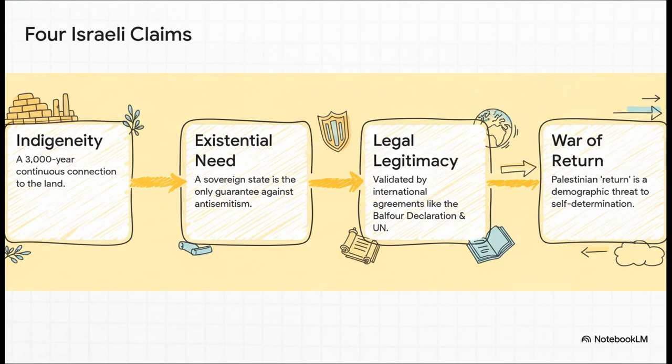And resting on that moral bedrock are 4 core claims that lock together like puzzle pieces. It's a logical sequence. Step 1 is a claim to indigeneity, arguing a 3,000-year continuous connection to the land. That leads directly to Step 2, existential necessity, the idea that a sovereign state is the only guarantee against anti-Semitism. From there, the narrative moves to legal legitimacy, pointing to things like the Balfour Declaration and the UN Partition Plan. And all of this culminates in the 4th claim, that the Palestinian right of return isn't just a refugee issue, it's a demographic threat designed to end Jewish self-determination.